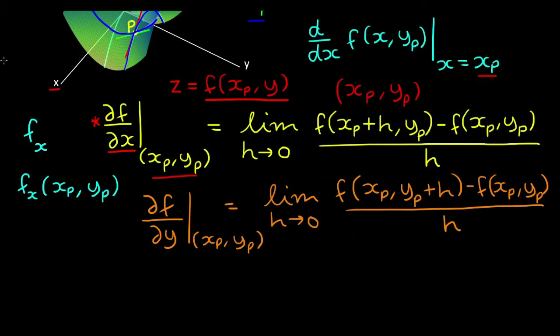So essentially that's the same thing as taking the ordinary derivative with respect to y of our function, with x being fixed and y being the variable, evaluated at y is equal to yp.